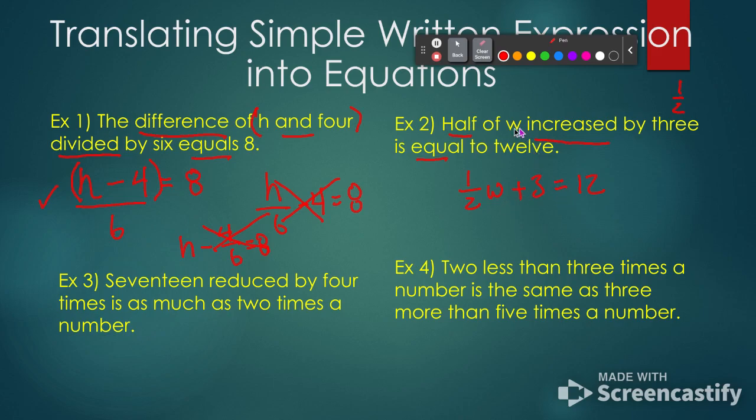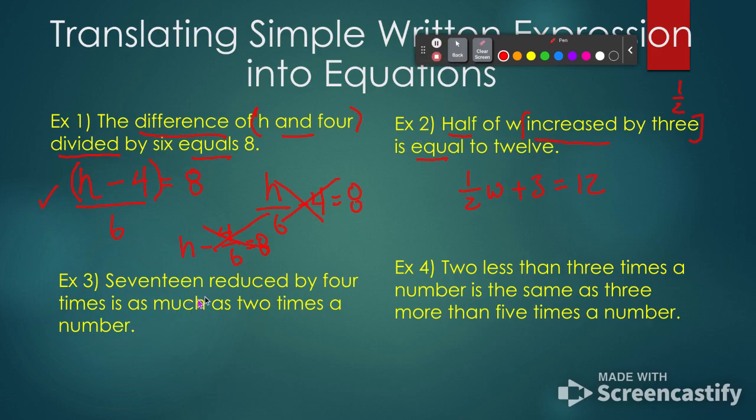So in this case right here, it's just the way the sentence is structured. So it's all in the language of the problem. Some people might look at this and say, well, you're going to do the increased by 3 first. But it's saying I'm going to take half of something, then I'm going to increase it by 3. So you can kind of break it down that way as you're reading it. All right, go ahead and hit pause, try number 3 on your own, and then come back and join me.